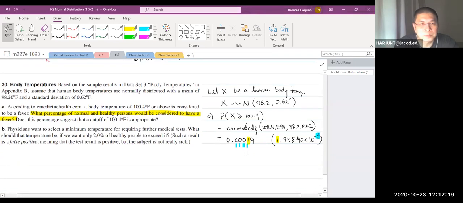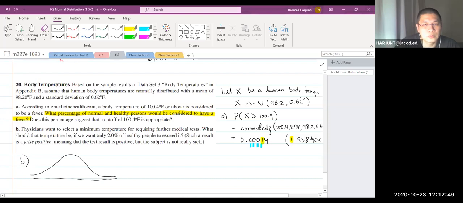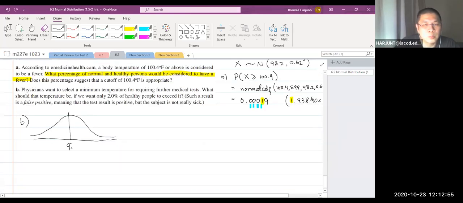But let's see part B. Now, physicians want to select a minimum temperature for requiring further medical tests. Basically, at what point we need to be cautious. Now, what should that temperature be if we only want 2% of healthy people to exceed it? So basically, let's say this is the body temperature normal curve. The mean is 98.2 degrees Fahrenheit. Now, it is possible that a healthy person has a body temperature greater than 100.4. The probability is very small.